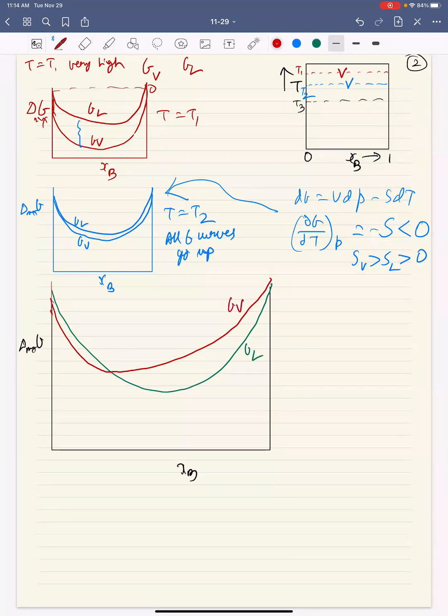So what has happened is that G vapor has moved so much up that it has started intersecting the G liquid. Yeah, go ahead. Oh, it means all sorts of things. We will talk about all that. Yes. First, let me see what happens to the composition.